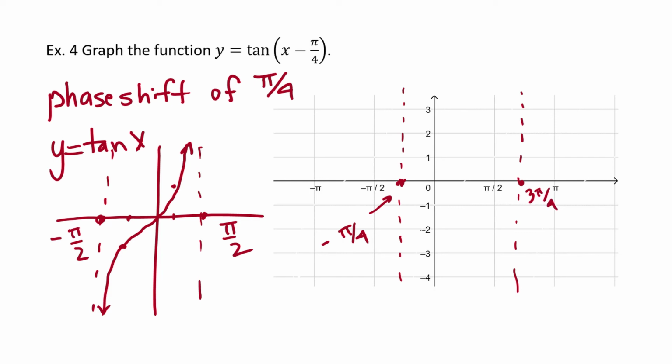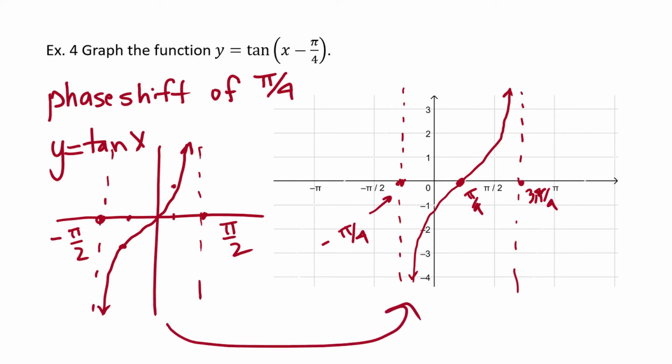Now let's find the midpoint. The midpoint is the middle of negative pi over 4 and 3 pi over 4, which would be just plain old pi over 4. So that's where we would have the intercept. Let's draw the graph. And now we have successfully taken the graph of tan x and phase shifted pi over 4 to the right.